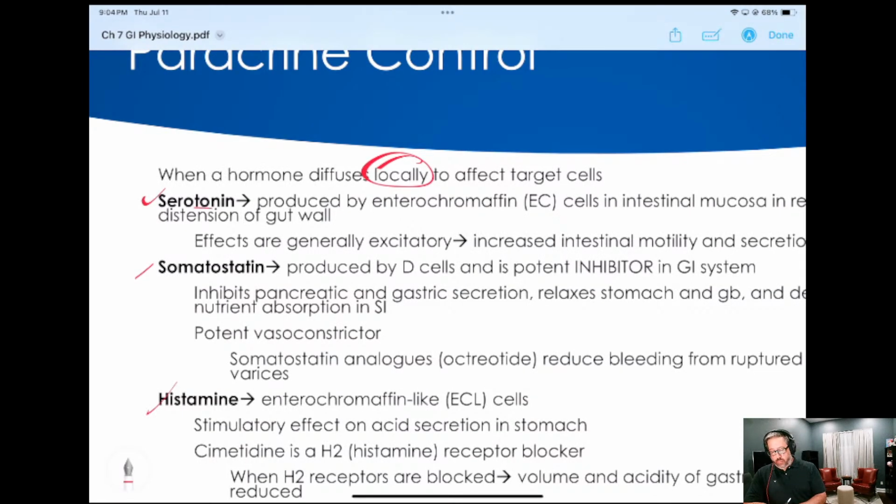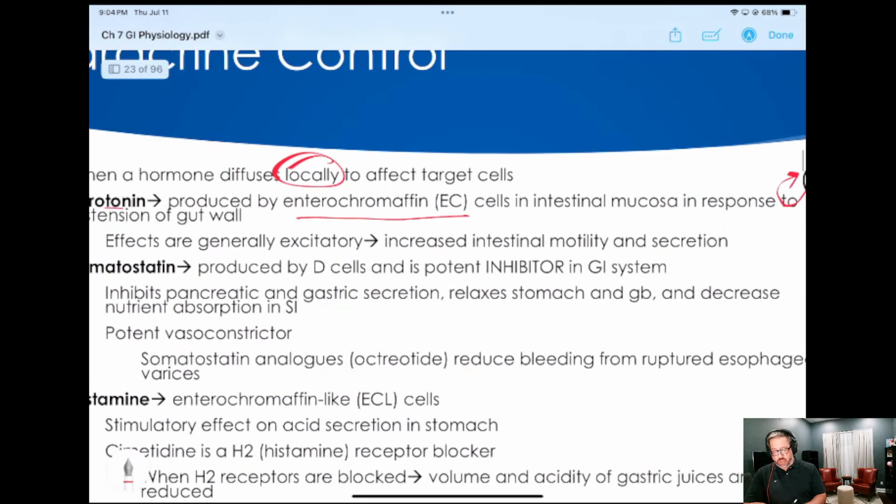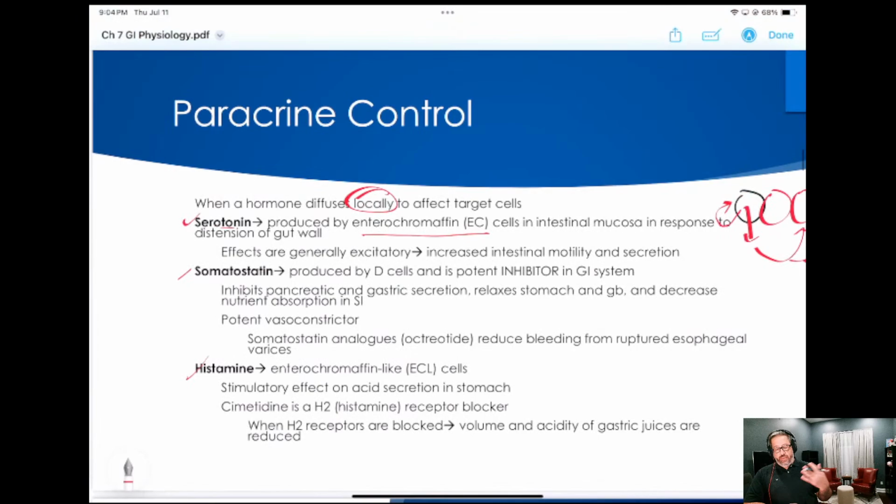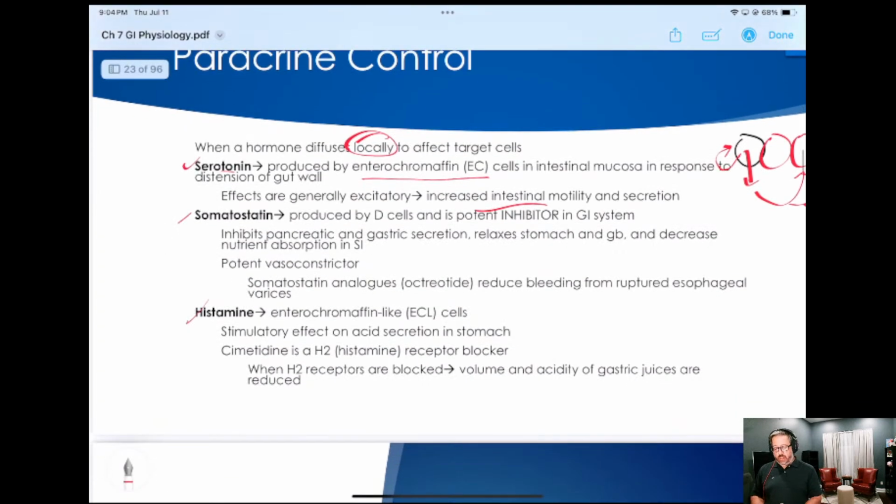Serotonin is produced by enterochromaffin cells in the mucosa, and it's going to have an effect locally right nearby on intestinal motility and secretion. Same thing with somatostatin. Just remember, somatostatin, D cells, inhibitor. Stop. We're going to learn somatostatin again when we talk about growth hormone tomorrow, probably. Histamine, again, is a paracrine control. When it's released, it has a stimulatory effect on acid secretion in the stomach, and it's released by the stomach cells, so it has a control right nearby, and that's why it works so fast.